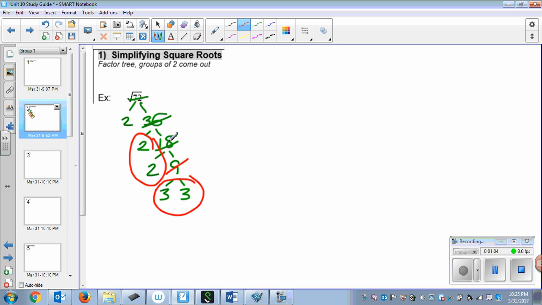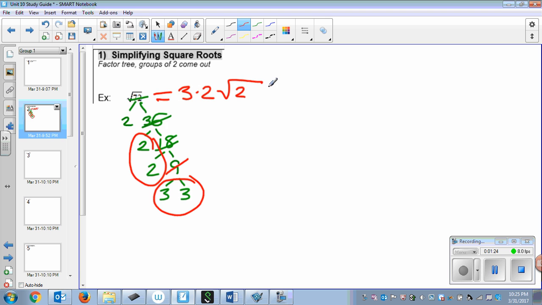So it's like a date on a Friday night. Couples go out, singles stay in. So any couples get to come out, but they only take one car when they go on a date, so they come out as singles. So I have a 3 coming out and a 2 coming out, and I have a 2 that's staying in that doesn't have a date.